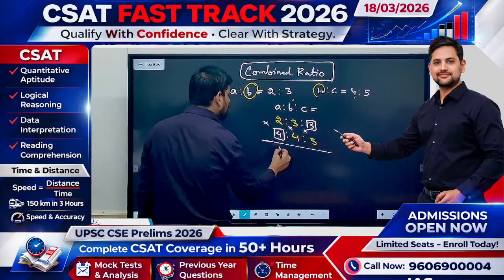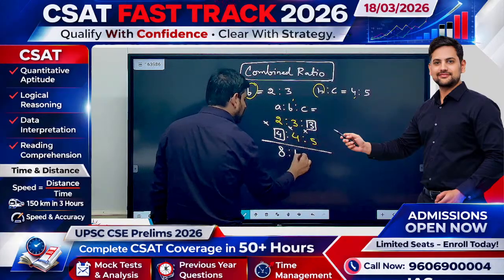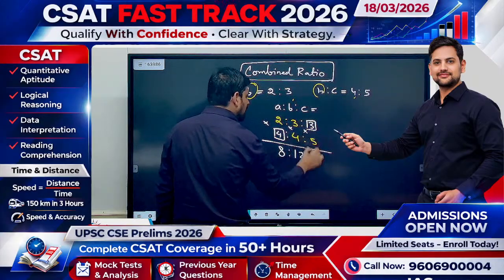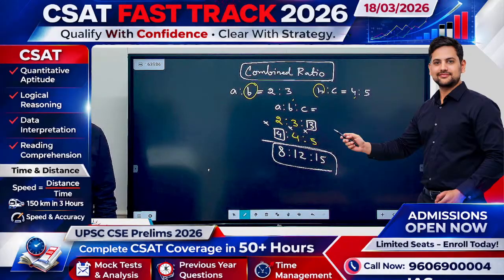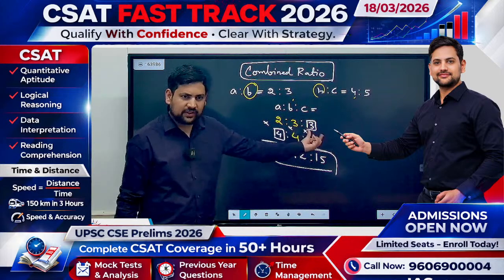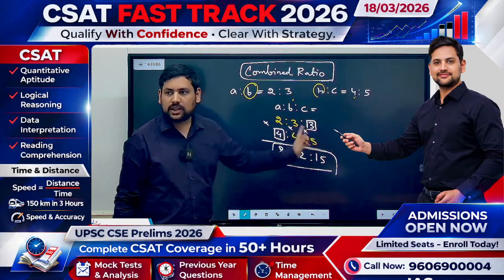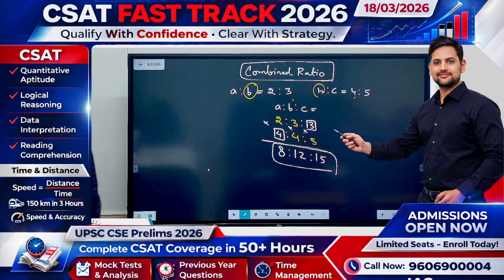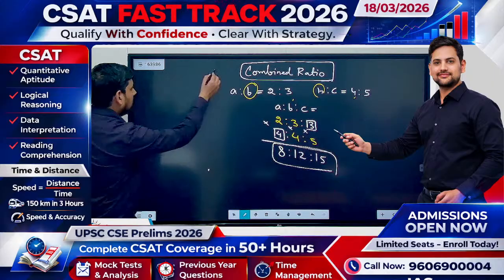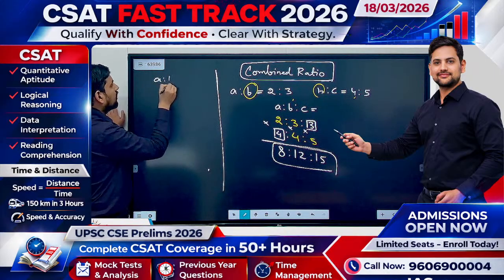So 2 into 4 becomes 8. 3 into 4 becomes 12. And 3 into 5 becomes 15. This becomes the combined ratio. That is, you're just replacing whatever is blank with their neighbor and then multiplying it. You can try finding out this one.